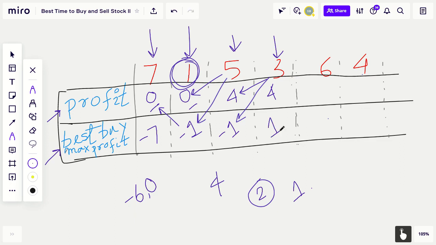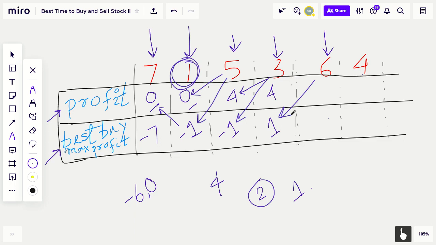Because every time, from your profit you are buying the stock, and you are checking whether the previous best buy max profit value is getting any better or not. If it does, then we have come across one more price where we may perform a tentative buy operation. Okay, that's the idea.